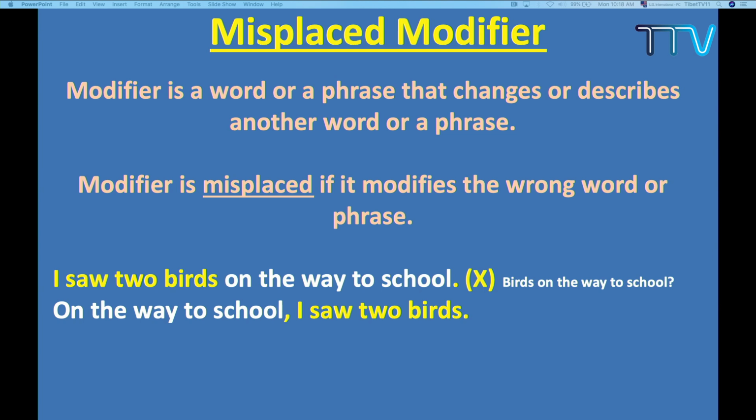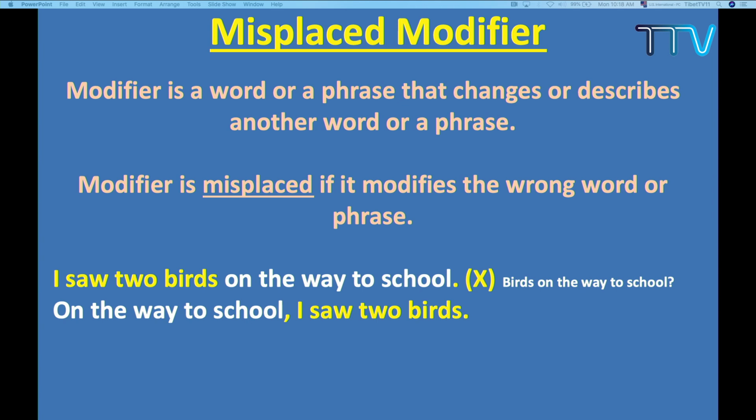I saw two birds on the way to school. But he or she must be saying the other things, so makes a mistake by putting the modifier in the wrong place. It is misplaced. Actually it should be, on the way to school, I saw two birds. Yes, on the way to school, that is next to I. So, when I was on the way to school, I saw two birds. These kinds of mistakes are called misplaced modifier.